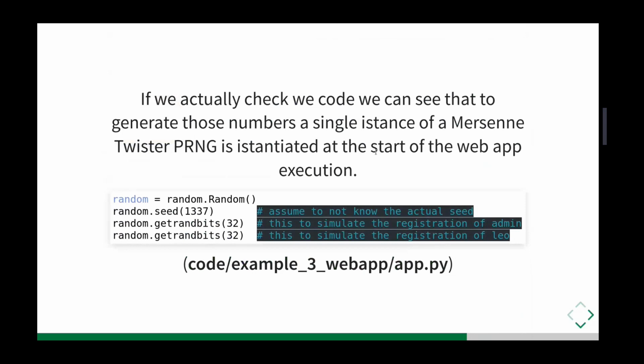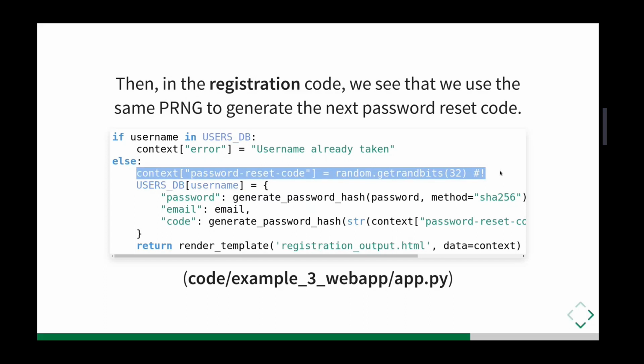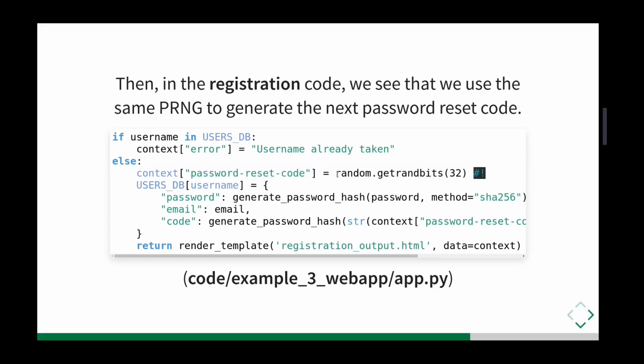We don't care about that. So when we do the registration, we check, for example, if the user is in the database, in case we say, look, the username was already taken. Otherwise, we generate another number using the same instance of the generator. This is important. We have the same instance that is used across all users. And we get this thing.